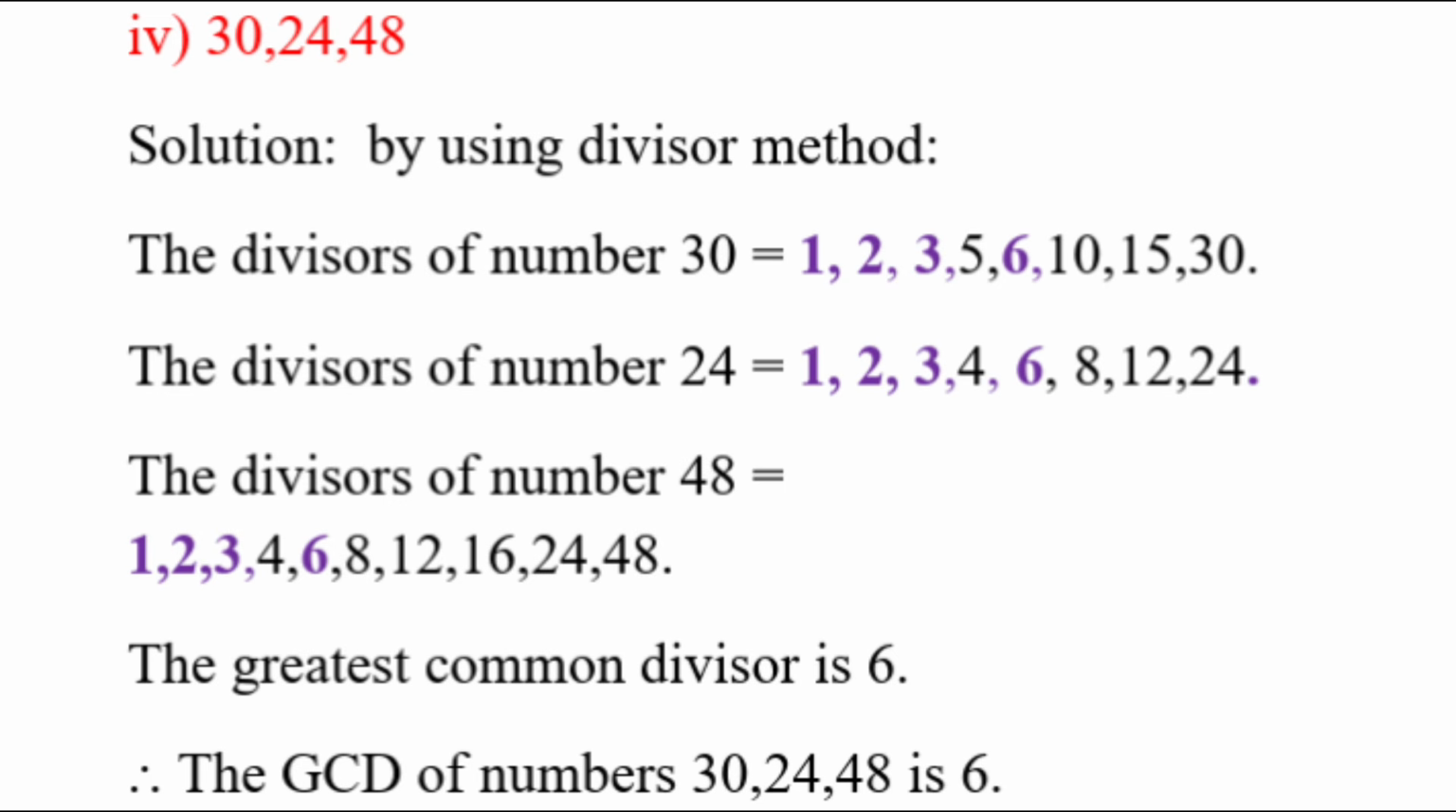As we see, among these numbers 30, 24 and 48, the common divisors are 1, 2, 3 and 6, and the greatest one is 6. Therefore the GCD of numbers 30, 24, 48 is 6.